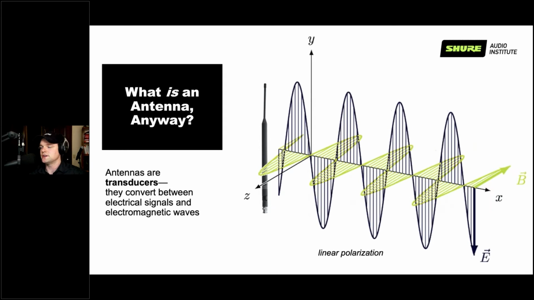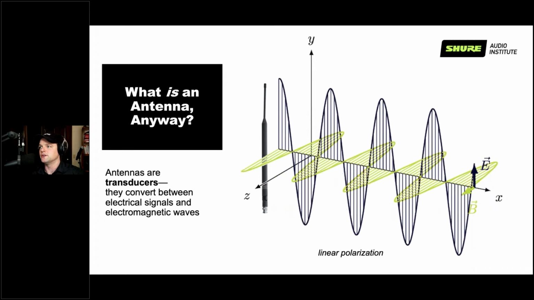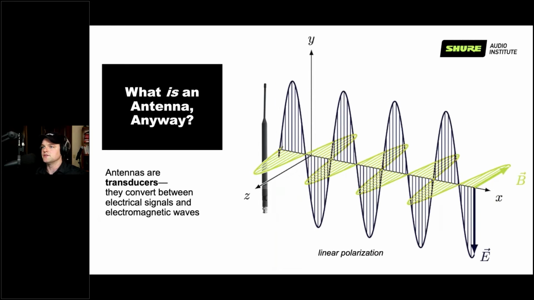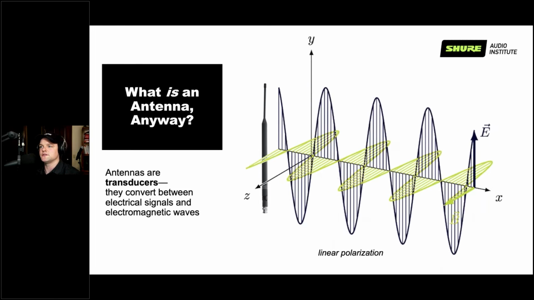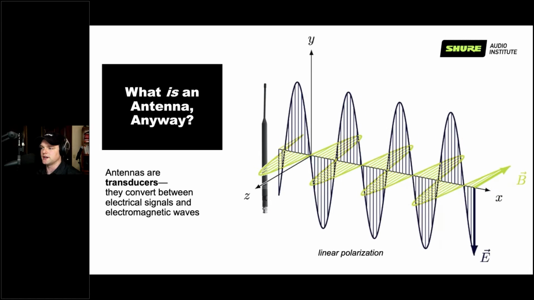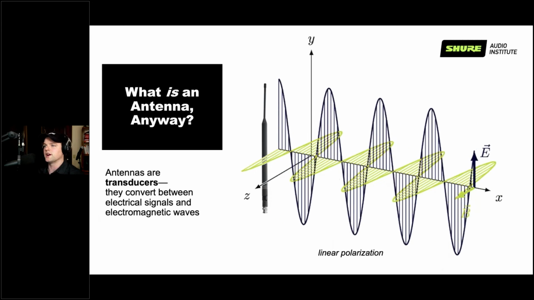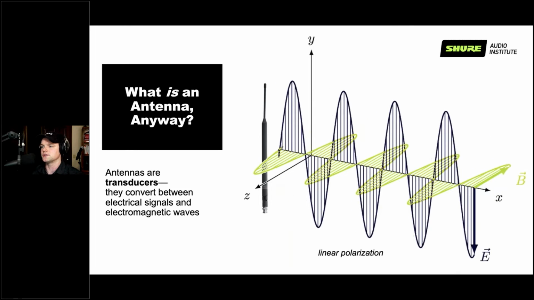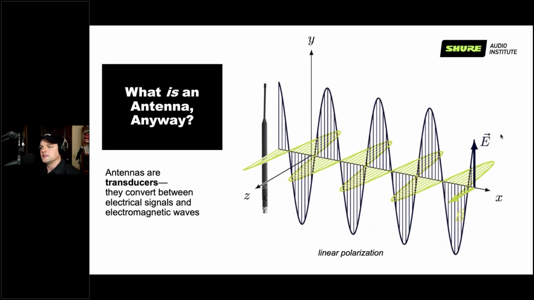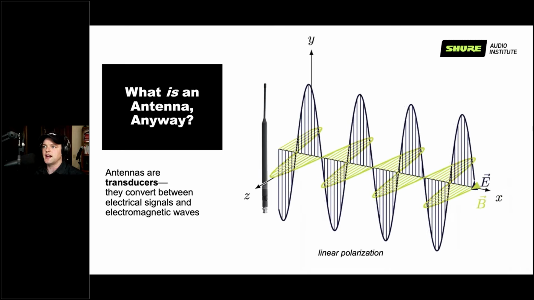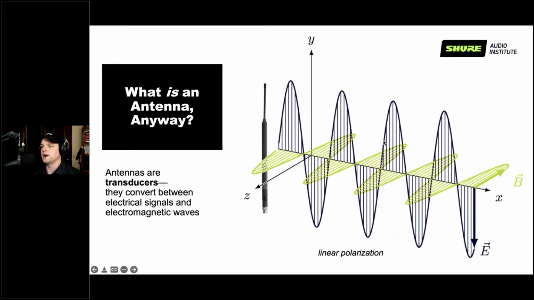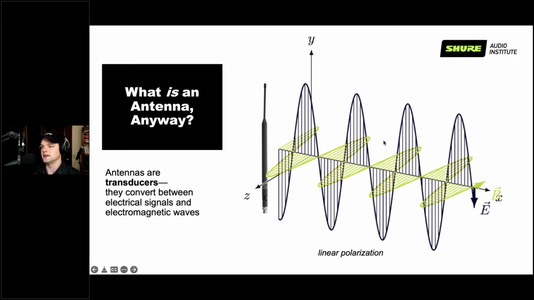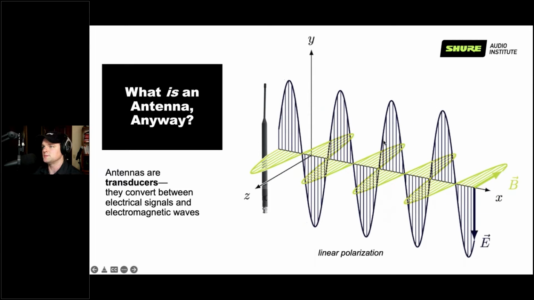So it's a transducer, kind of like a microphone, but it takes electric signals and converts them to electromagnetic waves if it's a transmitting antenna that you would find on an IEM system, or it goes the other way. It'll take an electromagnetic wave and convert it to an electrical signal. It's not like a microphone where it needs a medium to propagate on. It just goes through the vacuum of space.